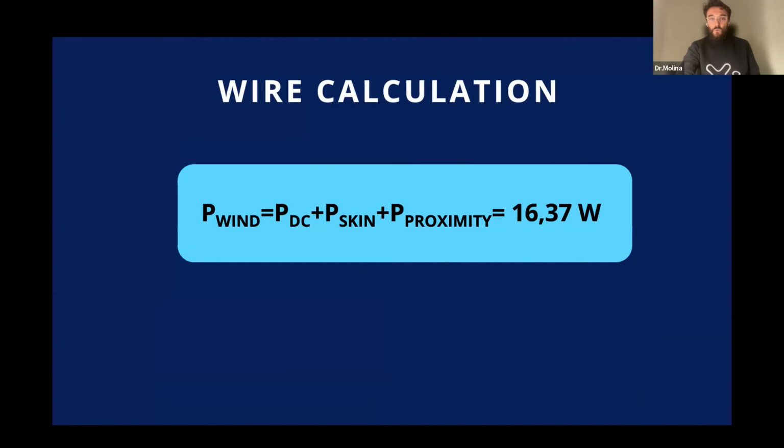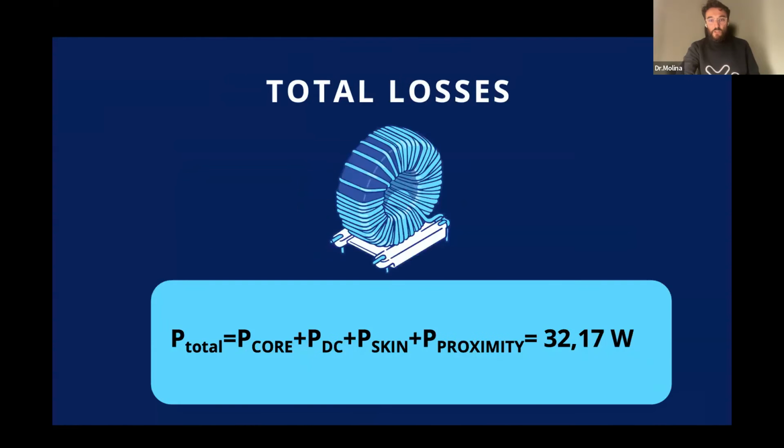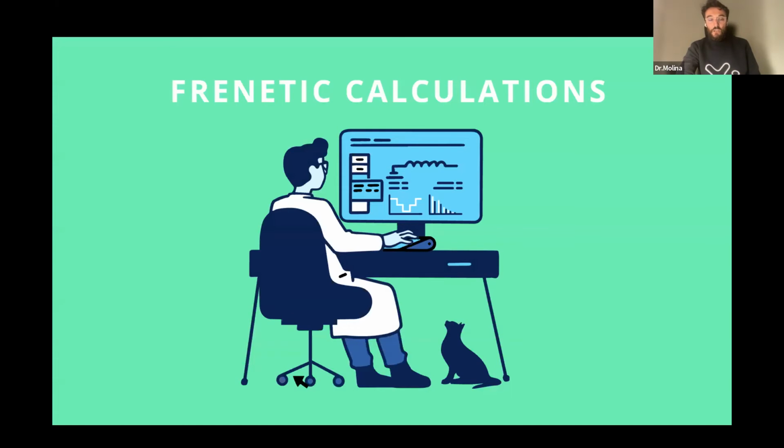Okay. Well, doing just the calculations, the winding losses in this case are 16 watts, and if we include also the losses of the core, we will have around 32 watts of losses, which is, well, fairly good for this case.